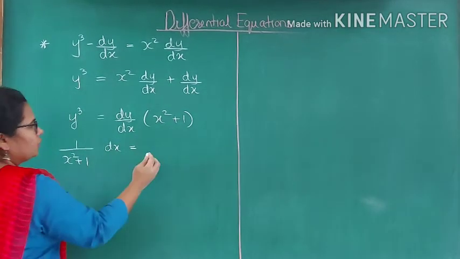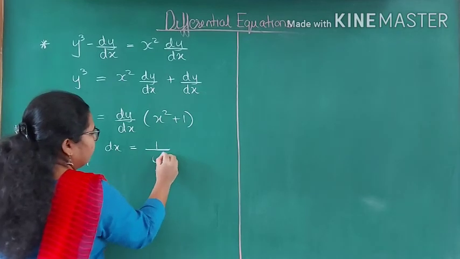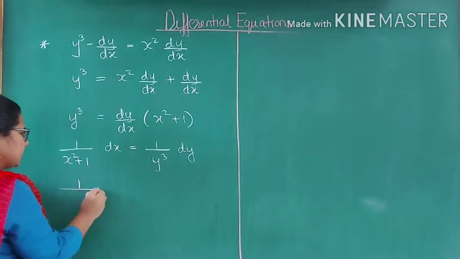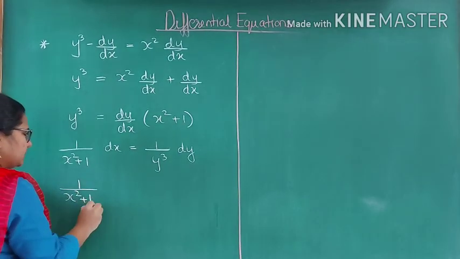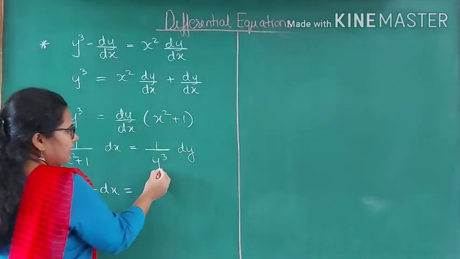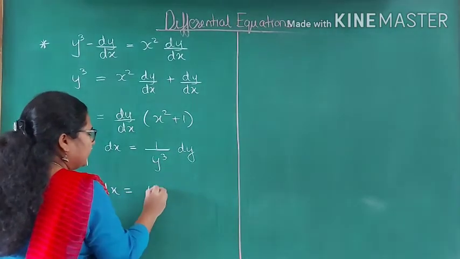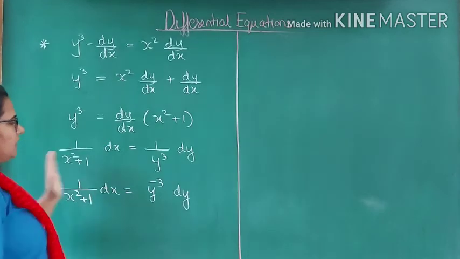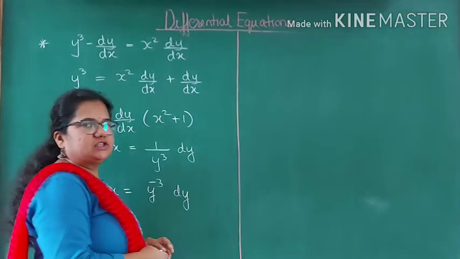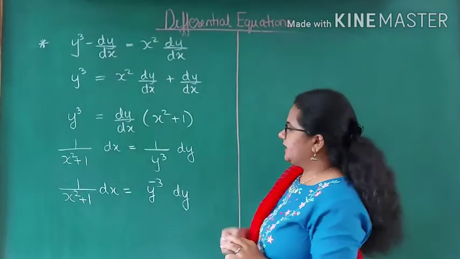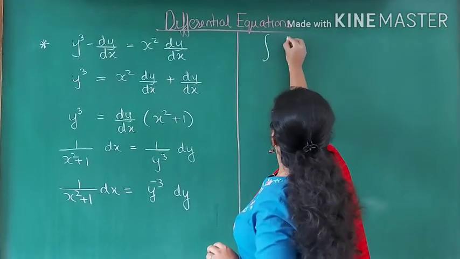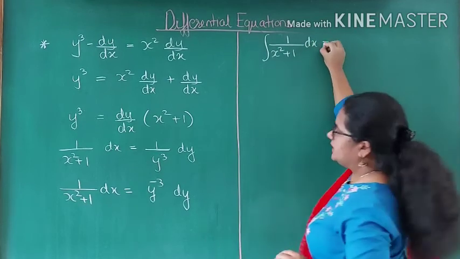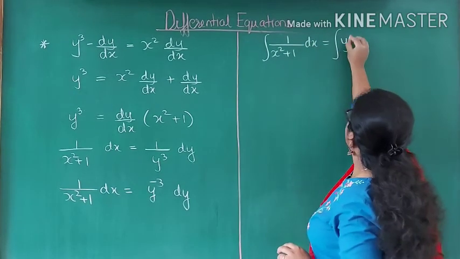This term of y cube we will take on the other side. So 1 upon y cube into dy. So we can write this as 1 upon x square plus 1 dx is equal to, y cube we will take in the numerator, it becomes y raised to minus 3 into dy. So this has become a variable separation form. Then we will integrate it. So it becomes integration of 1 upon x square plus 1 dx is equal to integration of y raised to minus 3 into dy.